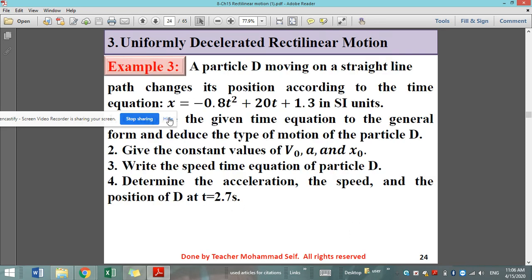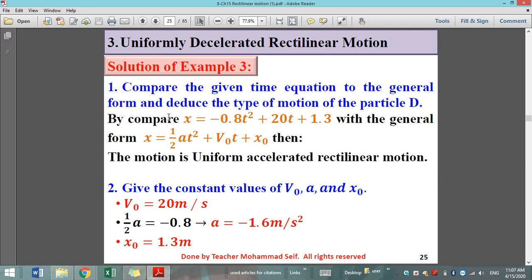Example. A particle d moving on a straight line path changes its position according to the time equation x equals minus 0.8 t squared plus 20 t plus 1.3 in SI units. Compare the given time equation to the general form and deduce the type of the particle d.